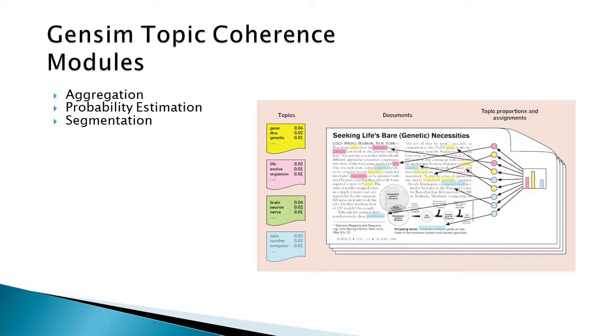On to the segmentation module, which has the functions s_one_one, s_one_pre, s_one_set to perform segmentation on a list of topics that are obtained from an algorithm such as LDA, which is the latent Dirichlet allocation.